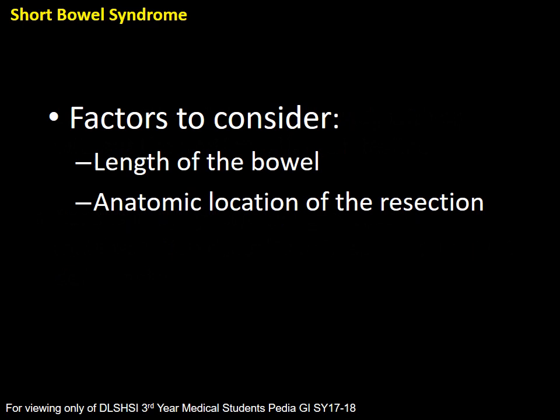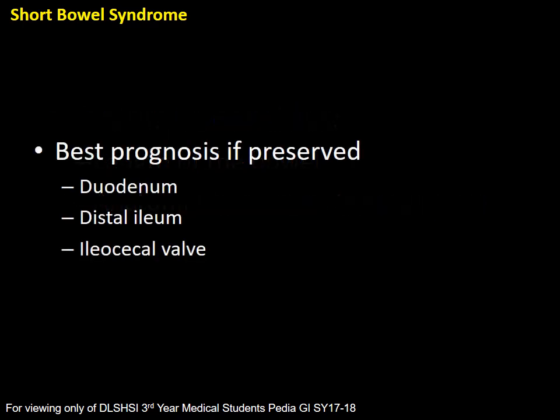The factors to consider are the length of the bowel remaining and the location of the resection of your small bowel. If the following are preserved, it has the best prognosis: you have the duodenum, distal ileum, and ileocecal valve.